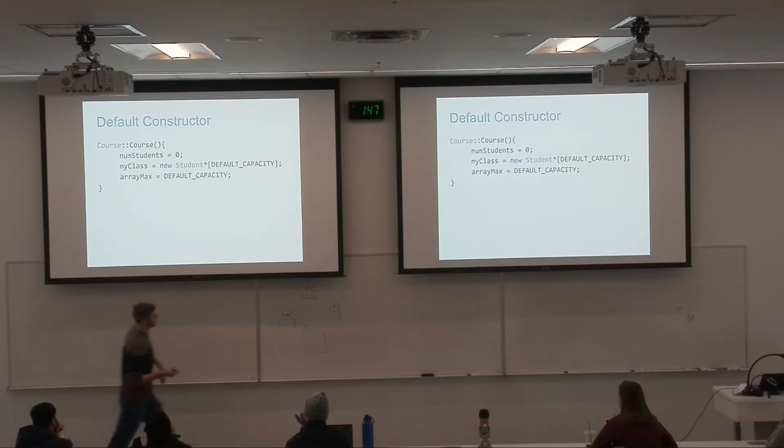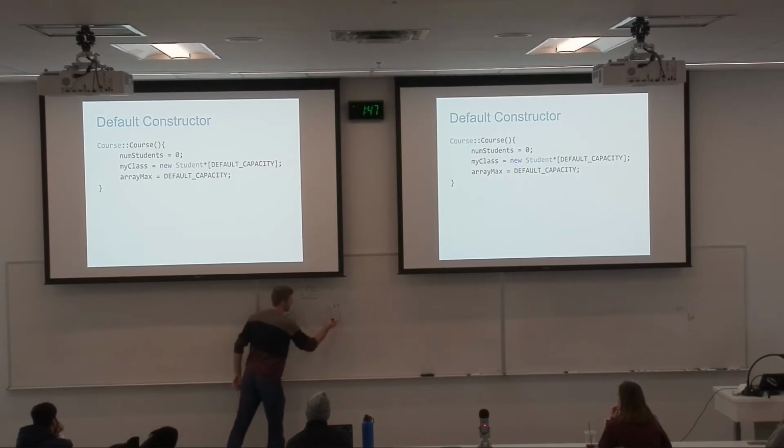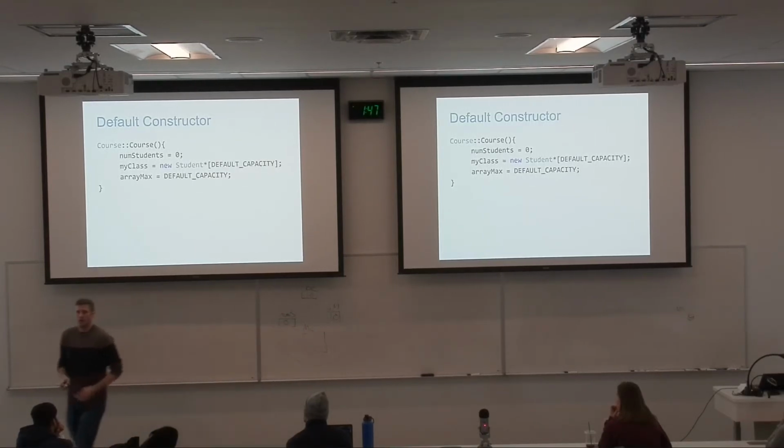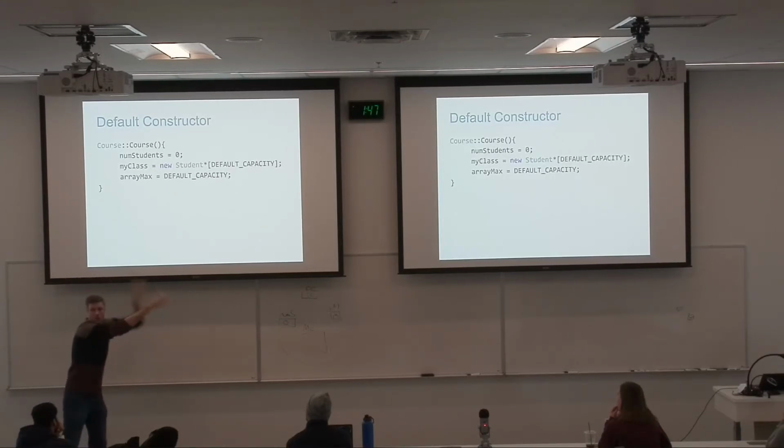Oh, num students gets set to 0. Great. I'm going to skip line 2. Array max equals default capacity, which was 10, 10. Now let's go back to line 2. What's going on in line 2? Well, it says, oh, okay. Let's jump to the right-hand side.